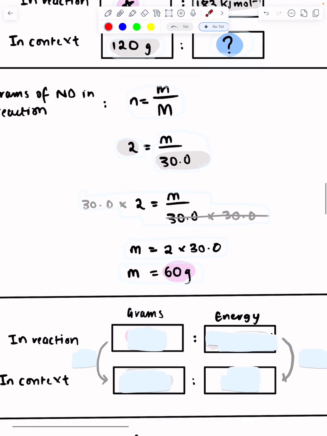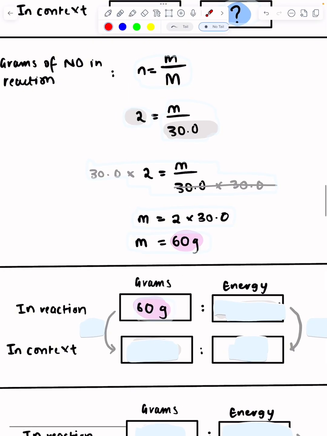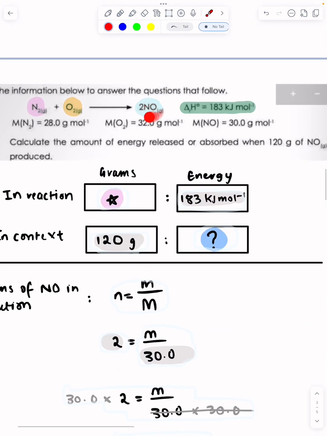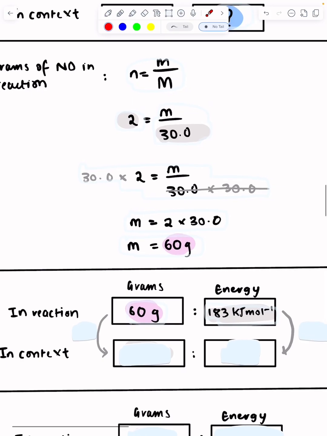So we know now, using the same table, that 60 grams in the reaction is going to give off 183 kilojoules per mole. So if 60 grams gives off this much energy, how much energy would 20 grams release? It's all to do with ratios.